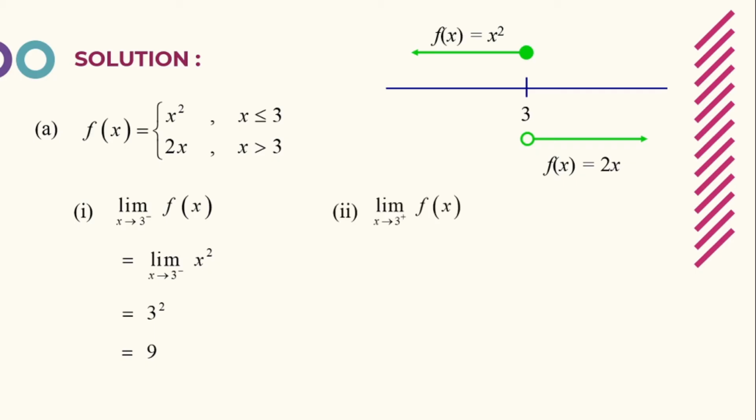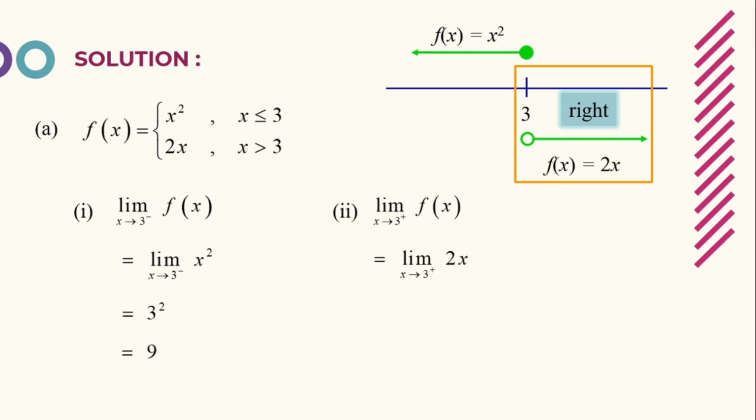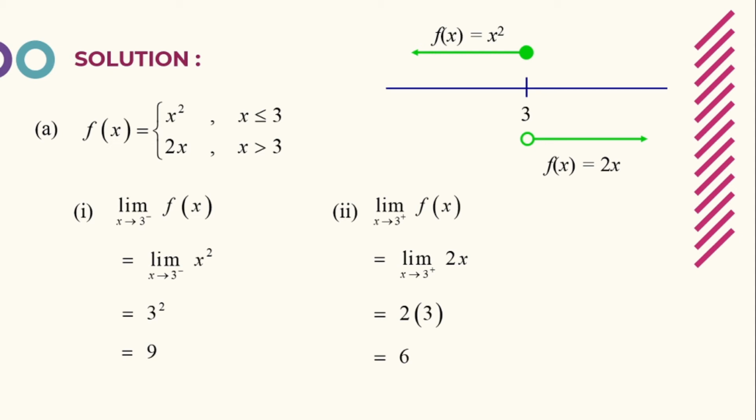Okay, next, we find the limit of f(x) as x approaches 3 from the right. Same, we stay to the right of x equal to 3, and notice that the function when x approaches 3 from the right is 2x. So we replace f(x) with 2x, then substitute 3 into x, and the limit of f(x) as x approaches 3 from the right is 6.